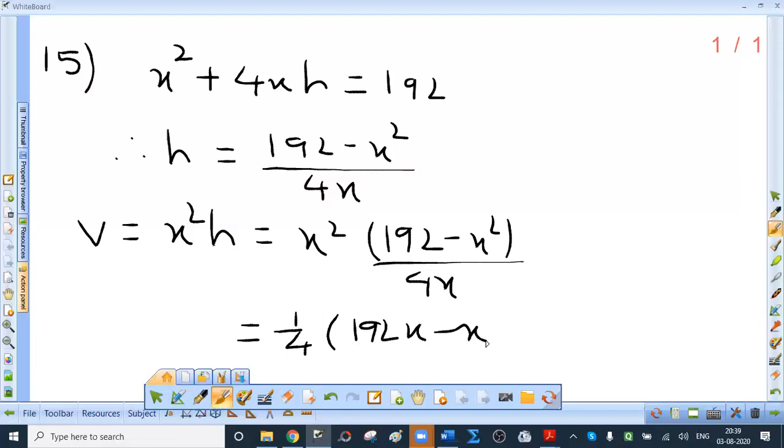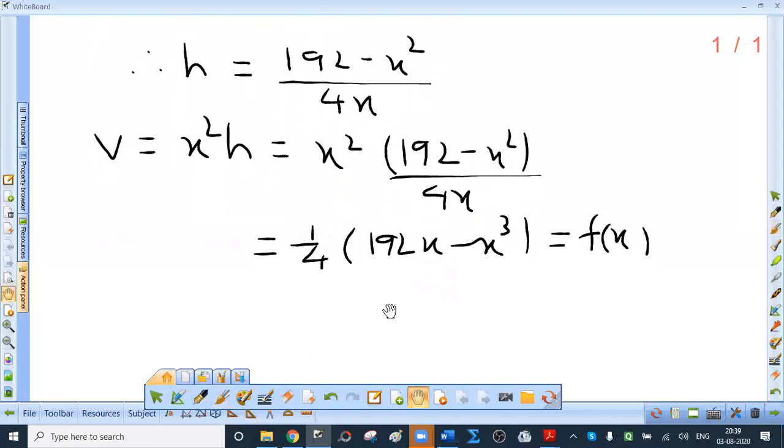192x minus x cube. Is it? Now the function to be examined should be denoted by f of x. See, initially we solved sums of this type, that examine f of x equal to this for maximum. Now this is a word problem. So first we obtain a function which is to be examined. Now can you do the remaining part?